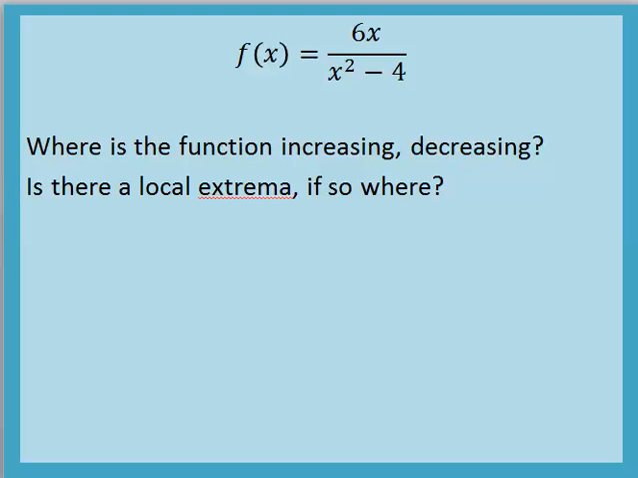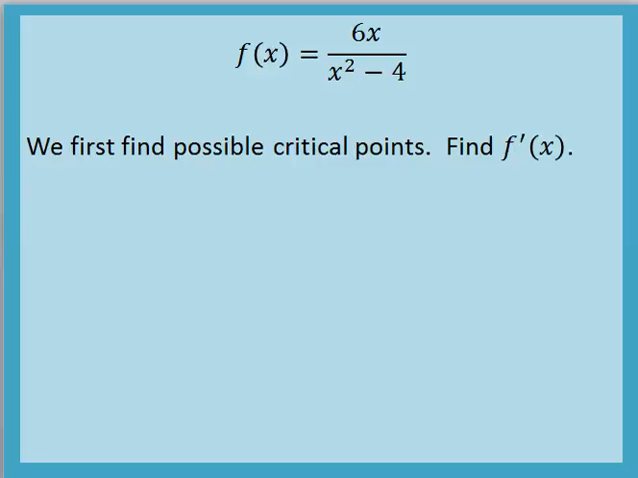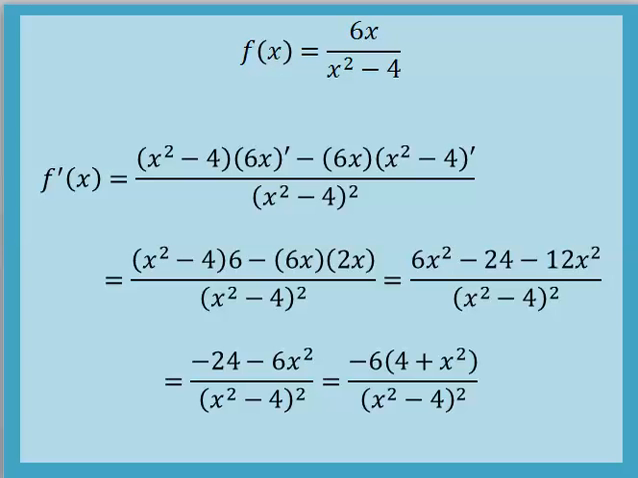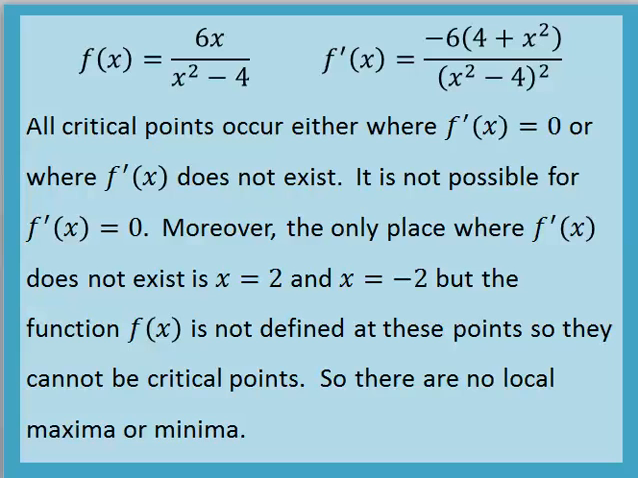Where is the function increasing or decreasing, and is there a local extrema? If so, where? We first find possible critical points. For f prime of x, I have to use the quotient rule. After I find f prime of x, I look for where f prime of x is 0 or where f prime of x does not exist.